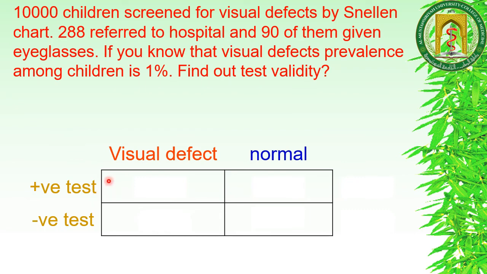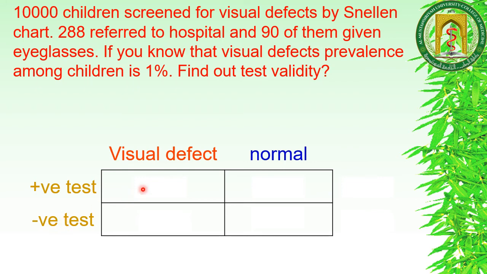The final slide is to give you a demonstration of how to solve a screening problem. Take a minute to read this problem. 10,000 children were screened for visual defects using a Snellen chart. 288 were referred to hospital, 90 were given glasses. Now, if you know the visual defects prevalence is 1%, find out the test validity. In any screening problem, there are standard steps which you should follow one by one. The first step is to draw a 2 by 2 table. Put the disease state above, diseased and healthy. Put the screening test result on the left, positive test and negative test.